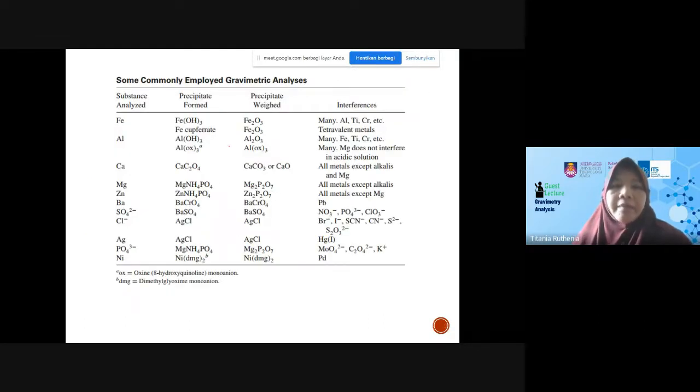These are some commonly employed gravimetric analyses. This is the substance that we want to analyze. This is the precipitate that forms. This is the precipitate that we have to weigh. And this is some interference or some potential impurities that accompany this gravimetric analysis. So we have several here. Probably you can read by yourself later.